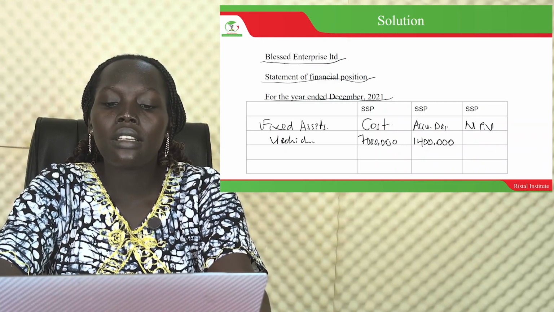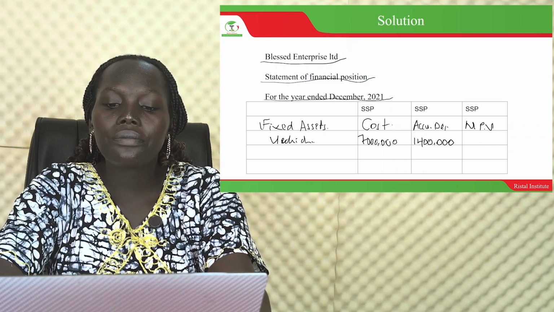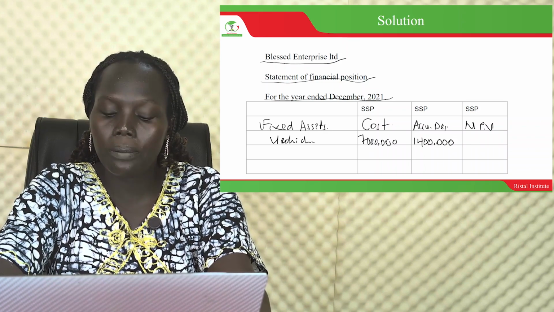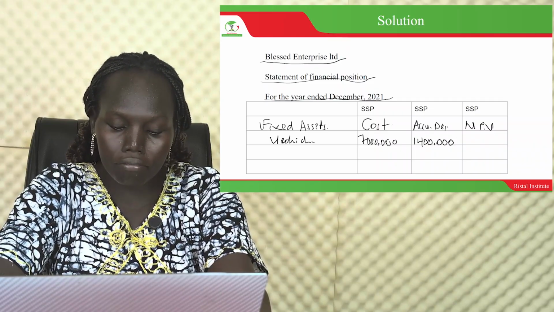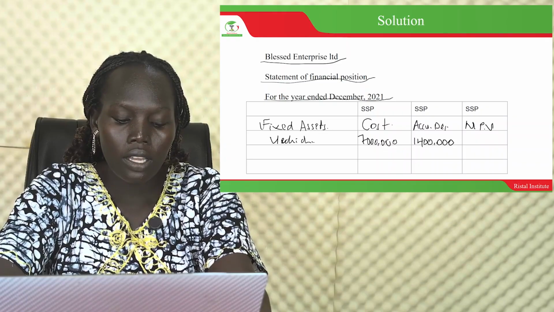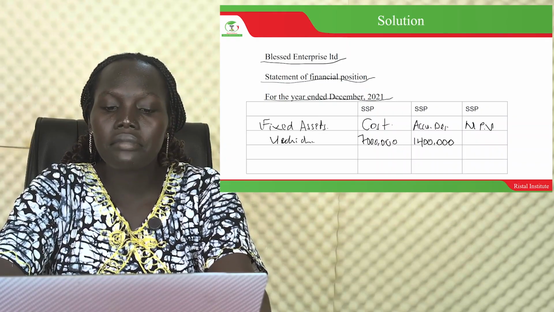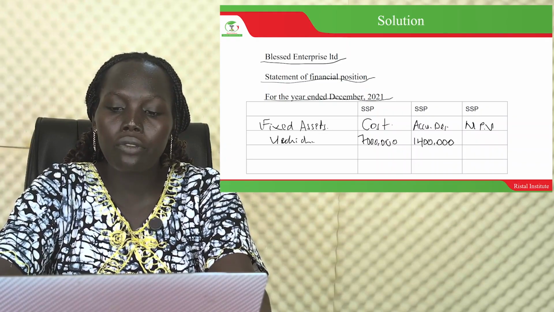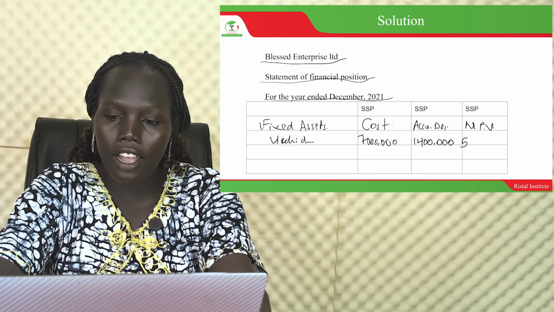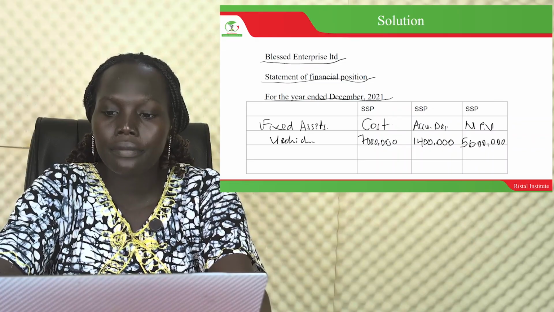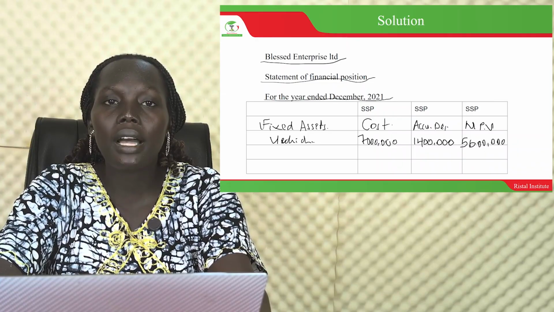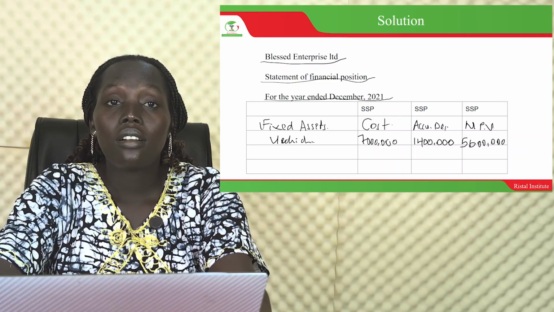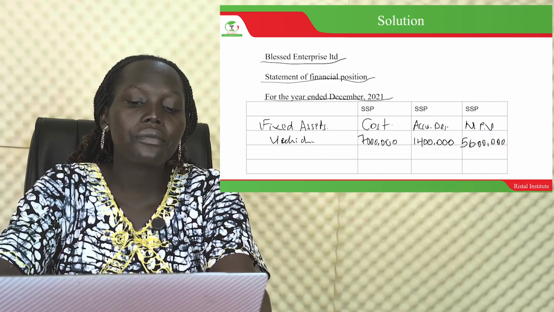So how do you come up with the net present value? You subtract. So when you subtract, you say 7 million minus 1,400,000, which we shall get 5,600,000. So this is the figure that we shall take in our balance sheet. It's the one that we shall consider.